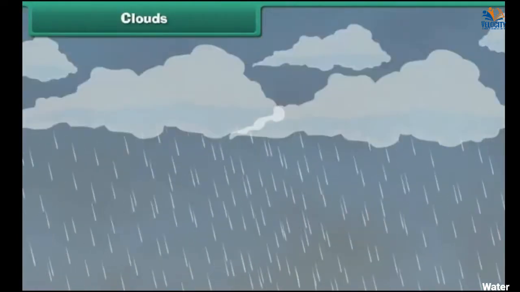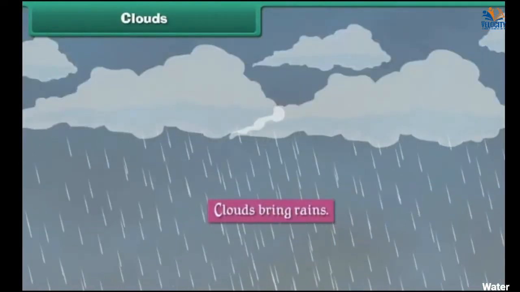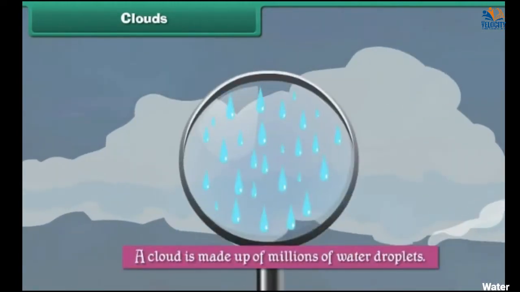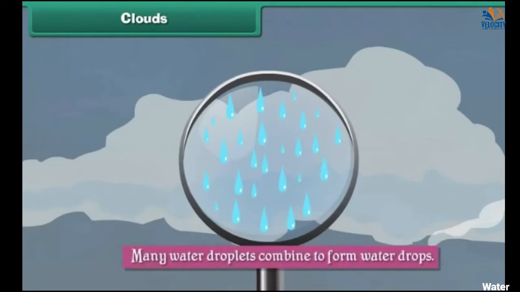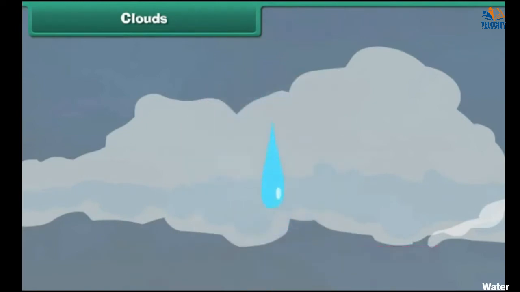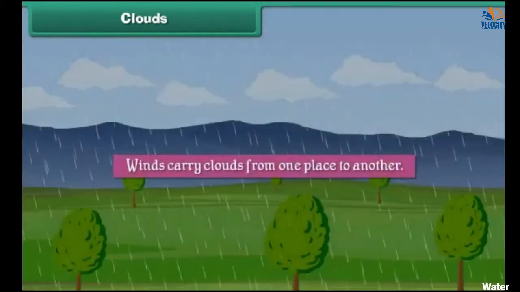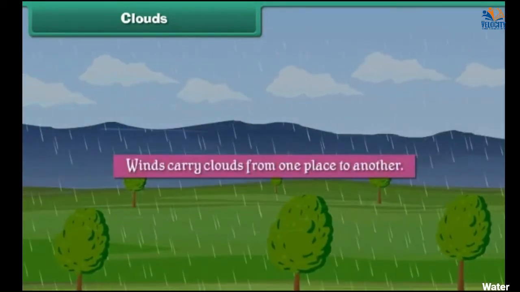Clouds. Clouds bring rains. A cloud is made up of millions of water droplets. Many water droplets combine to form water drops. As the drops grow in size, they become heavy and fall on earth as rain. Winds carry clouds from one place to another.